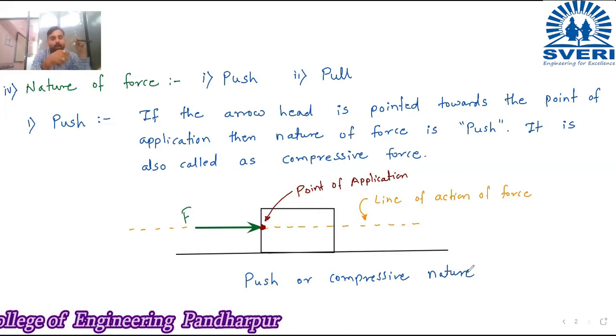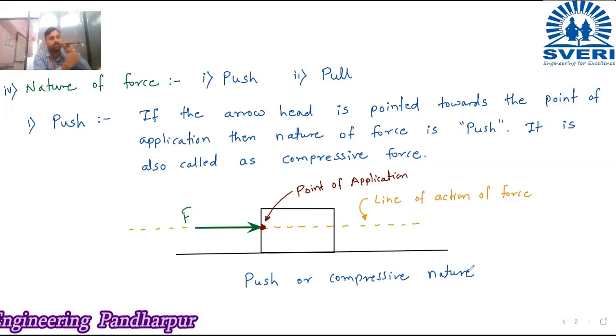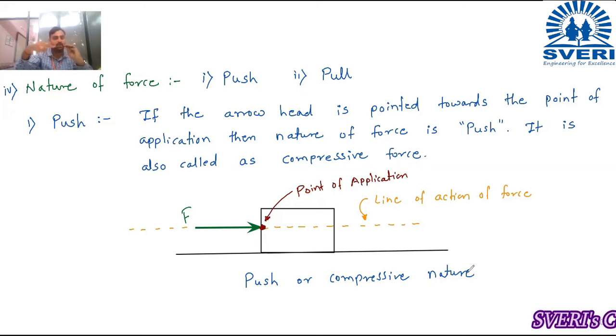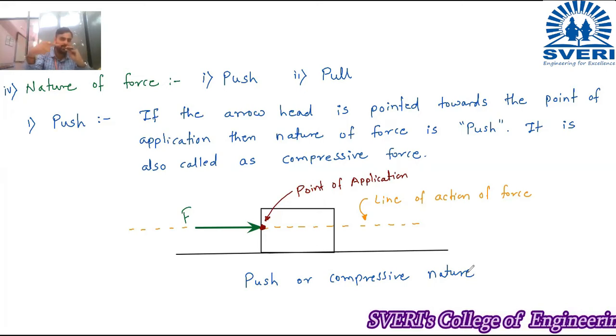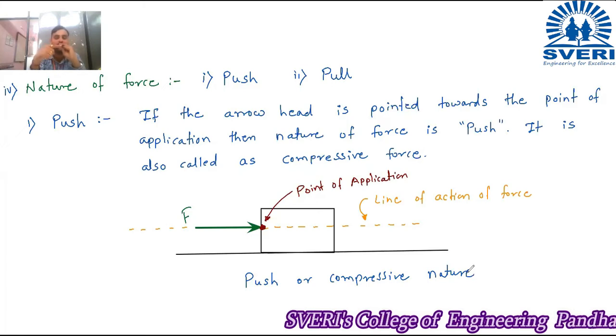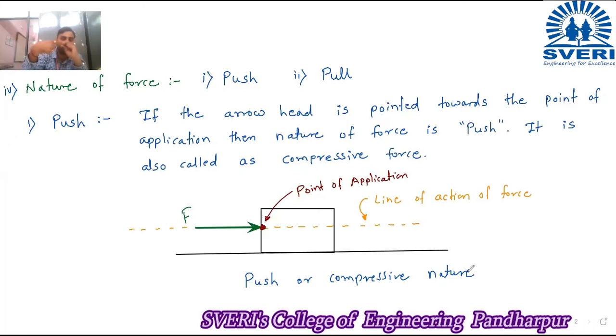So this is the point. Suppose now here it is the point, and if I apply the force like this, I am applying the force on this. So my arrowhead is pointing towards the point of application. It is towards the point of application.